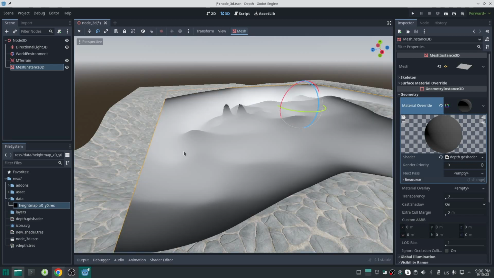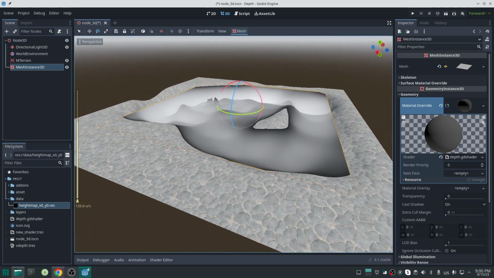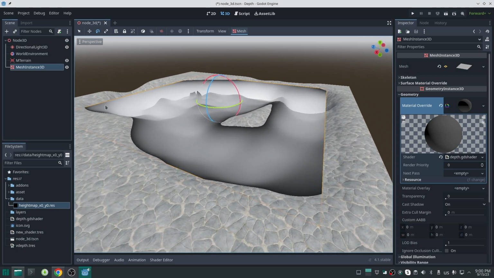With depth texture, you can determine the depth of the water and you can change the look of the water based on that. Depth texture also has been changed a little bit in Godot 4, and we are going to discuss that. So first, I should explain this.